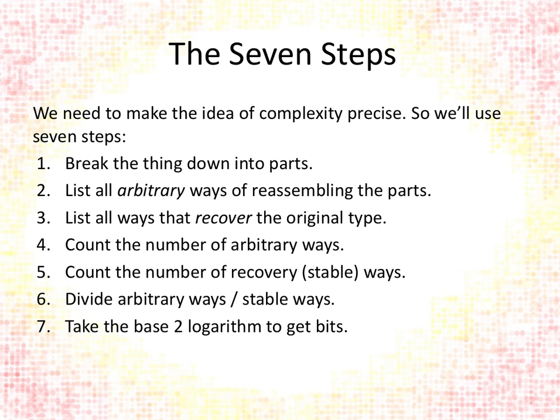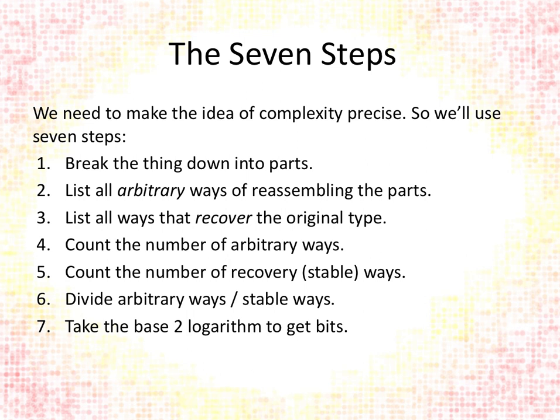But we need to make the idea of complexity more precise. Dawkins just treats it intuitively and gives some hints about how to make it more mathematically precise. So we're going to use 7 steps, and here are the 7 steps of defining complexity precisely.